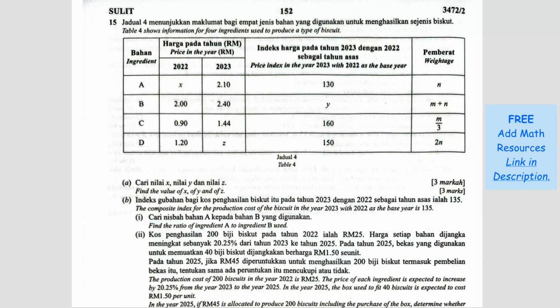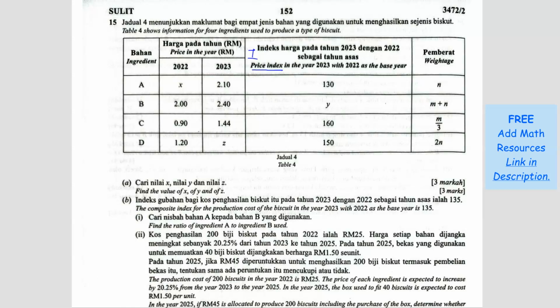Question number 15. Table 4 shows information for 4 ingredients used to produce a type of biscuits. So you've got 4 different ingredients. This is the price for 2022 and the price for 2023 respectively for each ingredient. And then this is a price index, which means the increase or decrease of the price. And this is the weightage. So, find the value of x, y, and z.